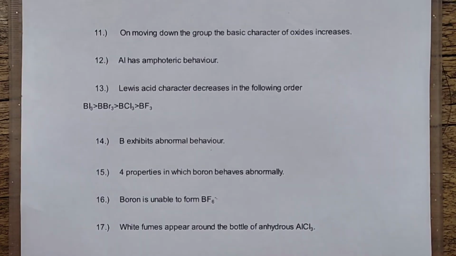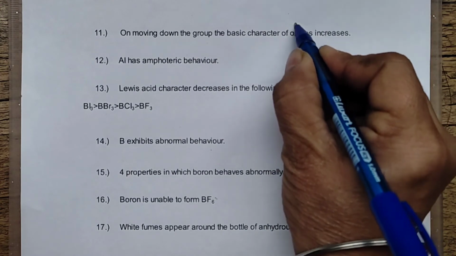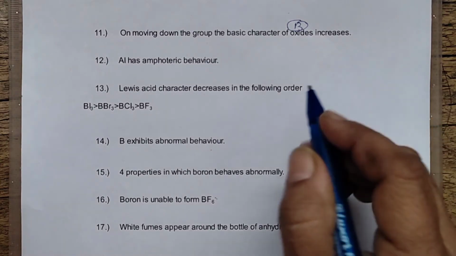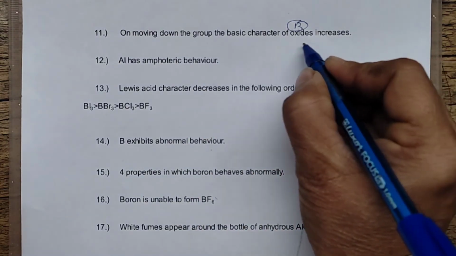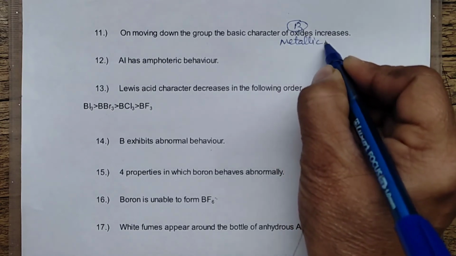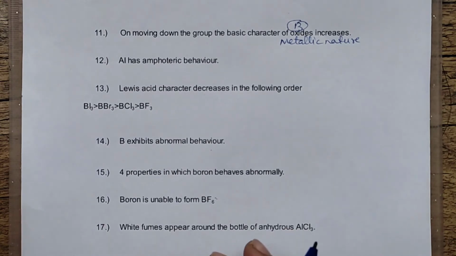On moving down the group, the basic character of the oxides increases. That means we are mainly talking about group 13 elements. The basic nature increases down the group. The answer to that is metallic nature increases. Metals form basic oxides. Non-metals form acidic oxides. And in group 13 elements, mainly in the p block, you will find all varieties.